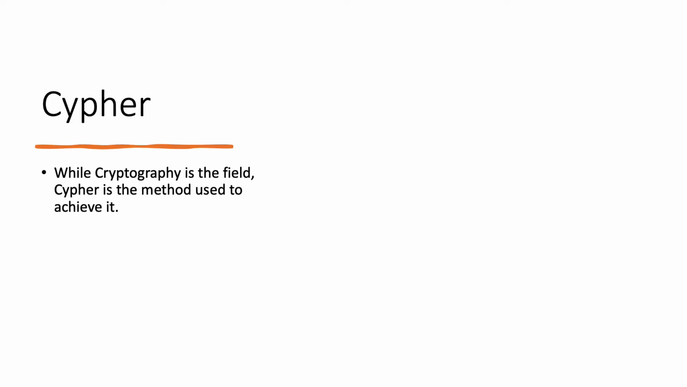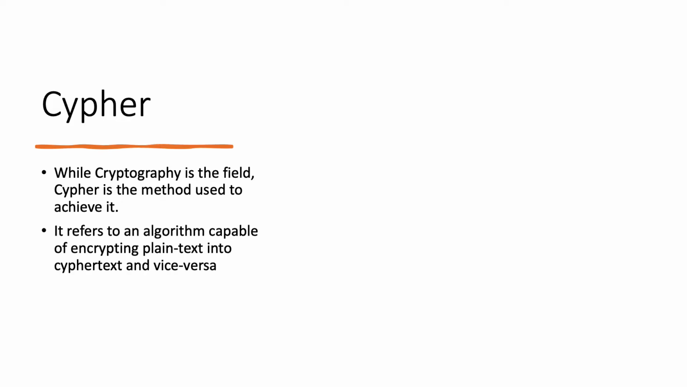There is a lot of confusion about that because a lot of people believe that cryptography and cipher are exactly the same. They're not, and I'm here to clear up this confusion. Cryptography is the field, and cipher is the method used to achieve that. Cipher refers to an algorithm, usually a mathematical one, capable of encrypting plain text into ciphertext. Ciphertext is just another name for an encrypted message.